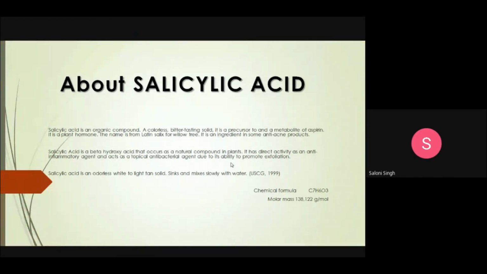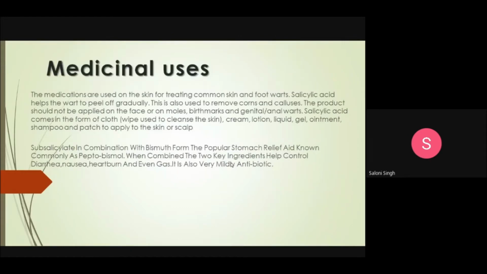Its chemical formula is C7H6O3, and its molecular mass is 138.122 grams per mole. Did everybody get what this acid is? Yes. So it has many medical uses.